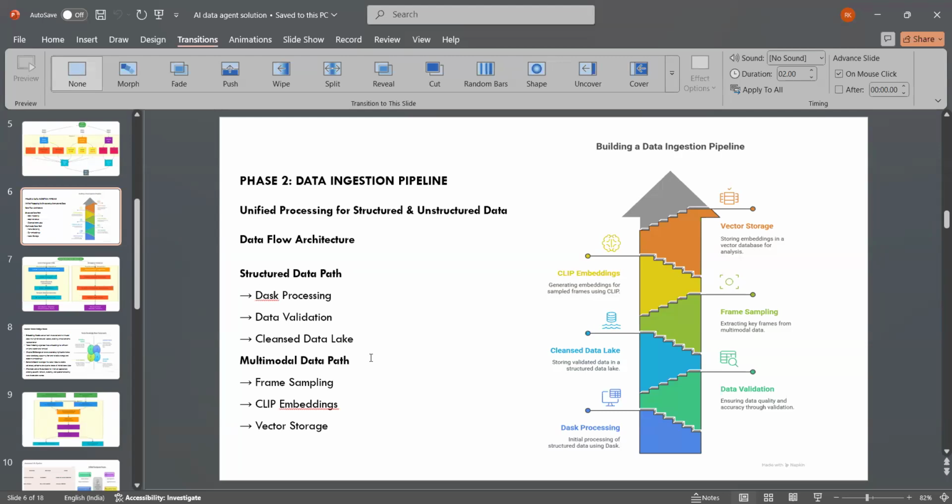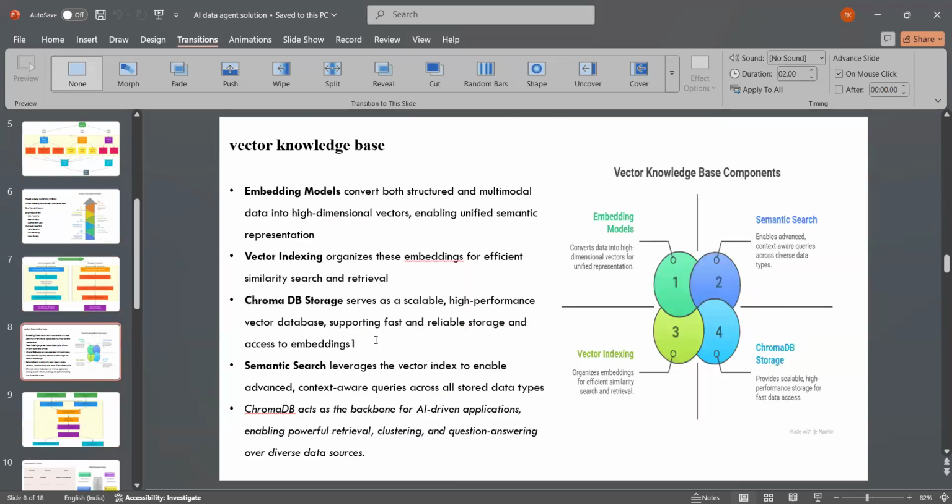These are for the multimodal data path. And the next is the vector knowledge base components. Here are the embedding models. They convert both structured and multimodal data into high dimensional vectors, enabling unified semantic representation.